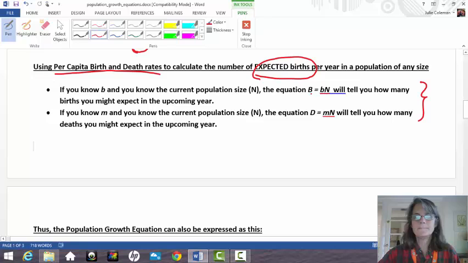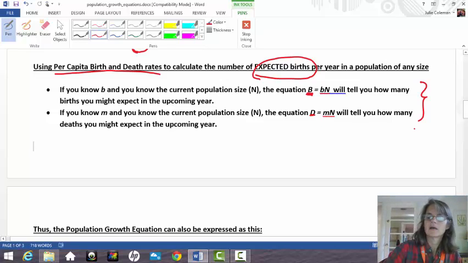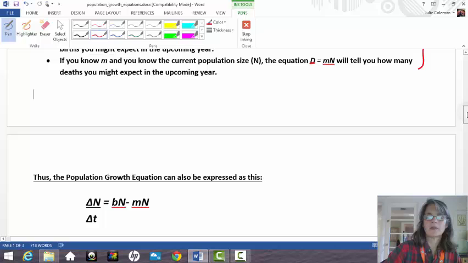But big B, number of births in the population, is going to equal the per capita birth rate times the number in the population. Same goes for death rate. Okay, the big D, number of deaths, is going to equal the per capita death rate times the number in the original population.